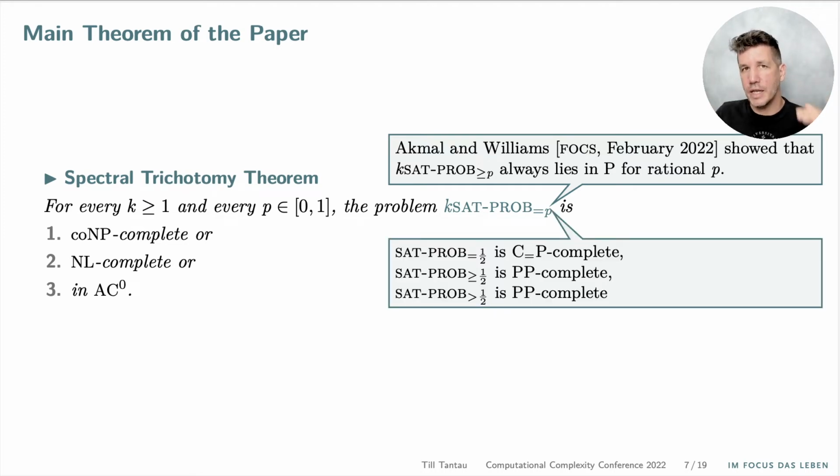And also note that it's very important that we have this bound k on the size of the clauses. If you do not bound that, if you just look at arbitrary CNF formulas or propositional formulas, then telling whether the satisfaction probability is equal to 1/2, that is C=P complete, a class much higher up, and telling whether it's greater than or equal to 1/2, or even telling whether it's strictly greater than 1/2, that's all the same complexity, that is PP complete. So these are much higher up there. Fixing k, bounding the clause size, really has a strong effect on the complexity of these problems.